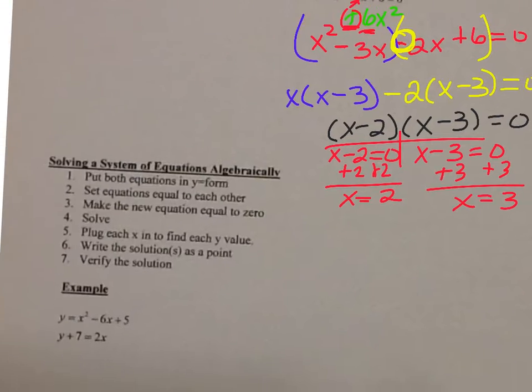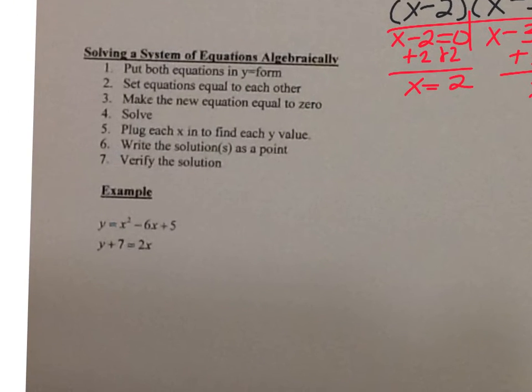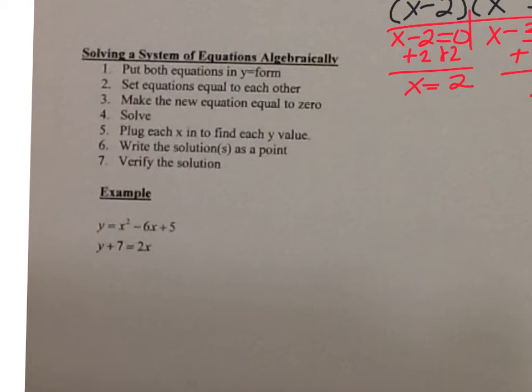Okay, so let's talk about a system of linear quadratics. So we're going to solve a system like we've done before, but we did it with linear. So now we're going to do a quadratic and a linear. So one's going to have an x squared and one's just a regular equation. So the first thing is you're going to make sure both are in y equals form. Then you're going to set the equations equal to each other. You're going to make your new equation equal to 0. You're going to solve. It will be a quadratic, so we'll factor to solve this.